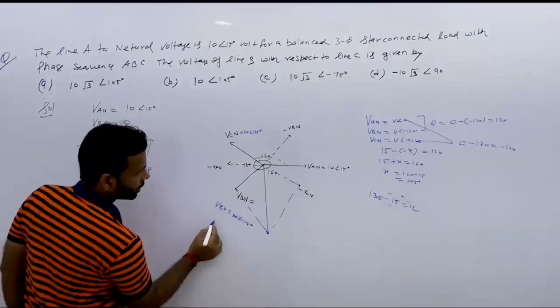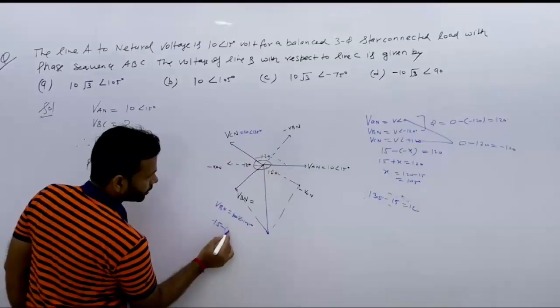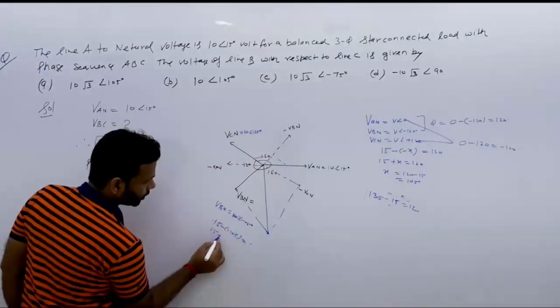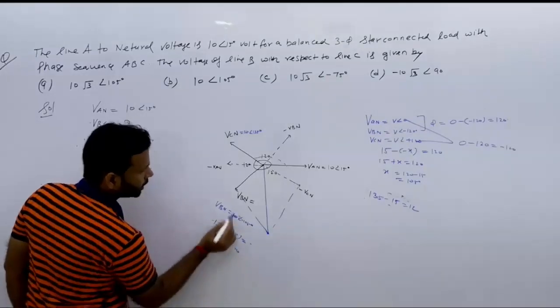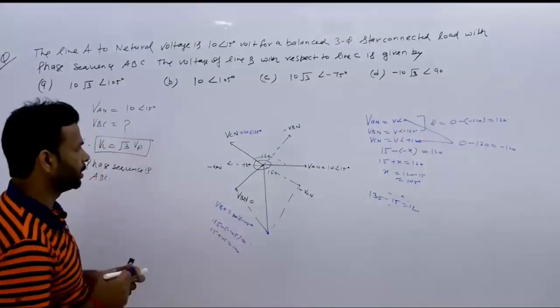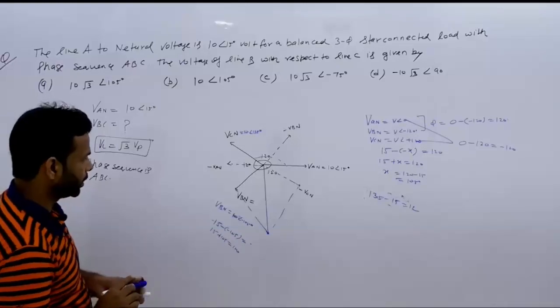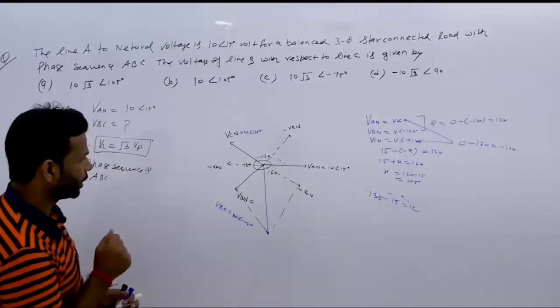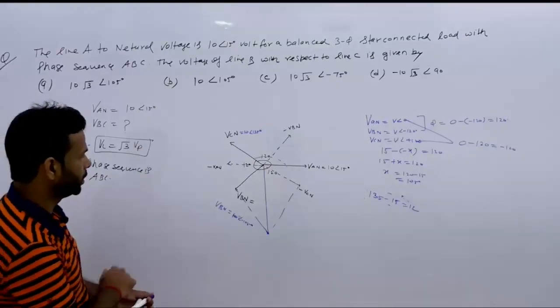So let's check, 15 plus 105, it is 120. So each and every phase voltage is at 120 degrees. Okay, so this is about the diagram. Now they are asking to find the voltage between these two.